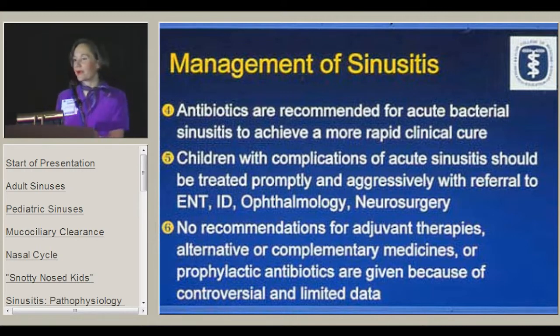Neurosurgery if it appeared to be a brain abscess, ENT if there appeared to be an orbital abscess or if the patient needed culture and drainage, infectious disease to help with management of the antibiotics, and ophthalmology for examination in eye complications. There are no recommendations made about adjuvant therapies, and that would include some of the things I've talked about, decongestants and saline. There are no recommendations about alternative or complementary medicines, and there's no recommendation about prophylactic antibiotics because the data is basically too controversial and there are not enough good meta-reviews.